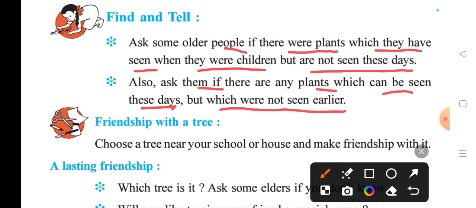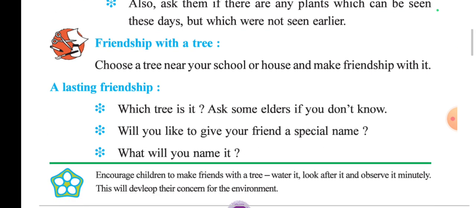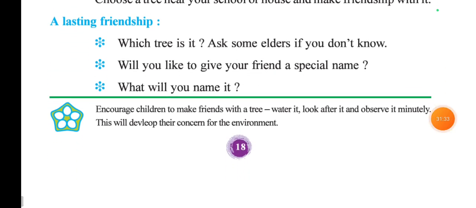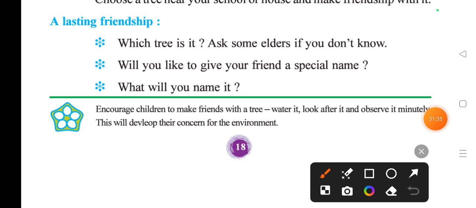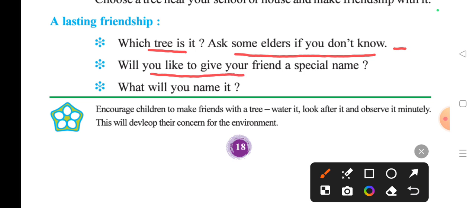Next, friendship with tree. Now do friendship with a tree. Choose a tree near your school or house and make friendship with it. This is an activity for you. A lasting friendship. Now this question is again for you. Which tree is it? Ask some elders if you don't know. So that means you know or you are aware of their name. Will you like to give your friend a special name? So you can name that tree something special. What will you name it?